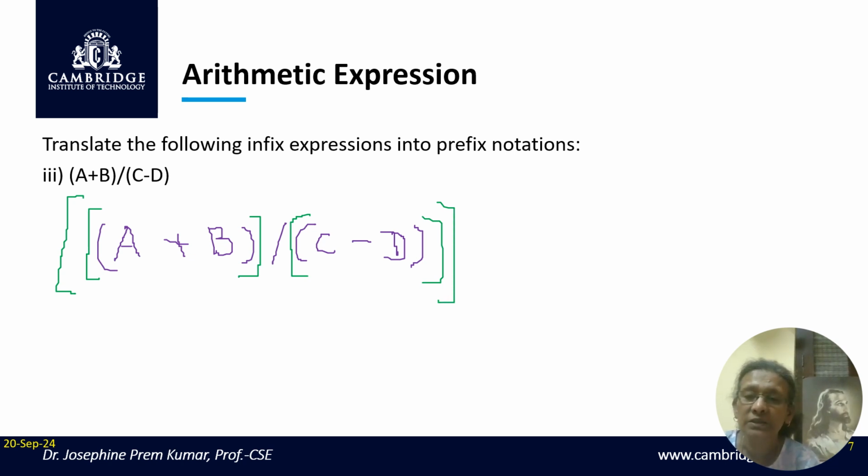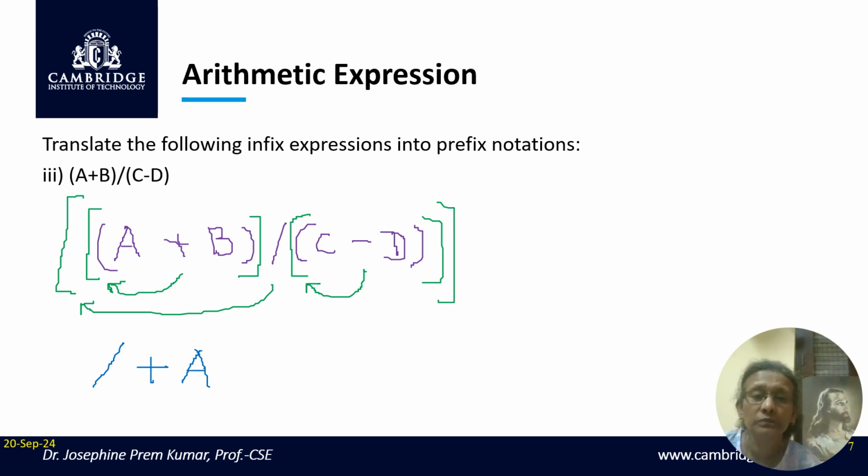So now when I shift the operators, plus goes here, minus goes here, and division goes here. So the equivalent prefix expression would be slash, then for this square brackets, then for this square brackets I get plus. Then I have A, B, then I have this square brackets, so it is minus C, D. Okay, I hope this is clear.